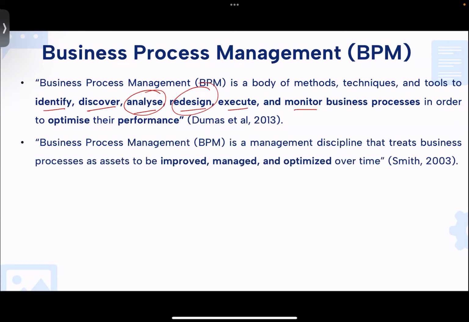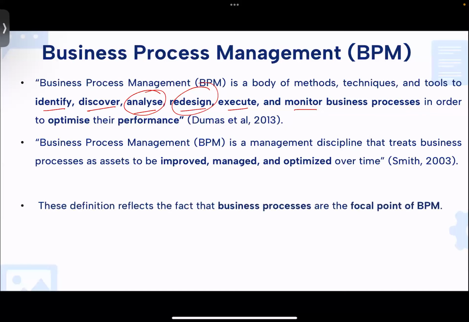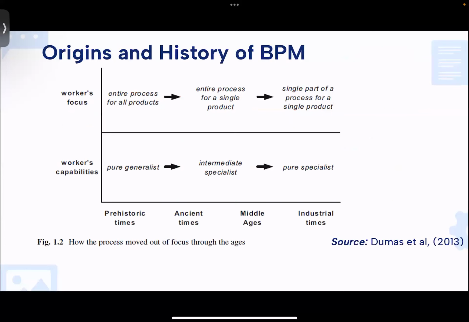Apart from this definition, we can identify another one. It says business process management is a management discipline that treats business processes as assets. Basically, business processes are an asset to an organization, to be improved, managed, and optimized over time. So that's another definition. In both definitions that we discussed, the focal point of business process management is business processes.